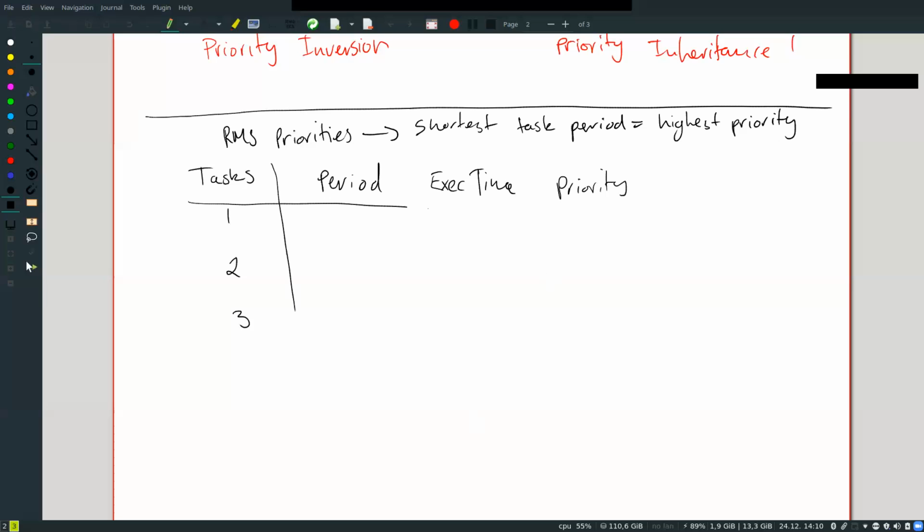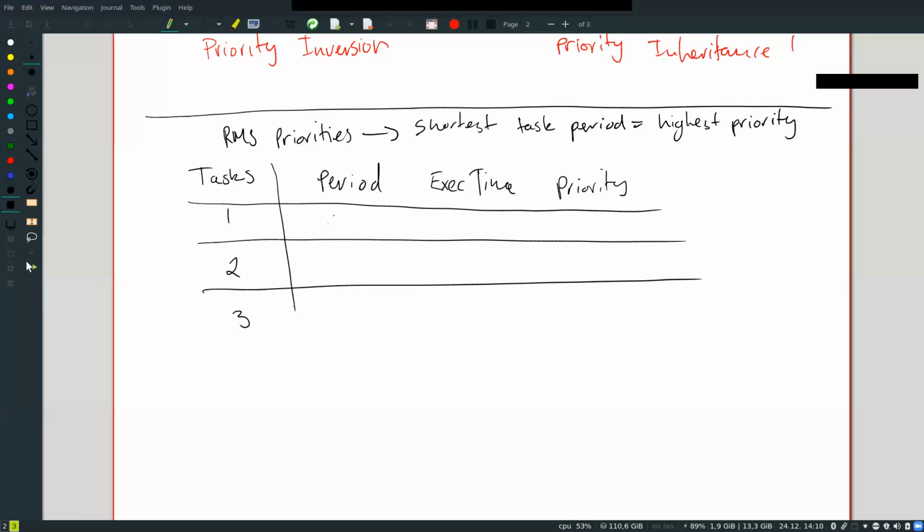So I'll take these. Let's just say 6, 8, 9 for the periods, and 2, 3, 2 for the execution times. We'll just make a couple the same length. If we think about the priorities here, the period here is the shortest, so it's going to get the highest priority. So this is our second priority task, and this should be the other way around. Priority 3 is our lowest priority task, this is our medium priority task, and this will be our highest priority task.